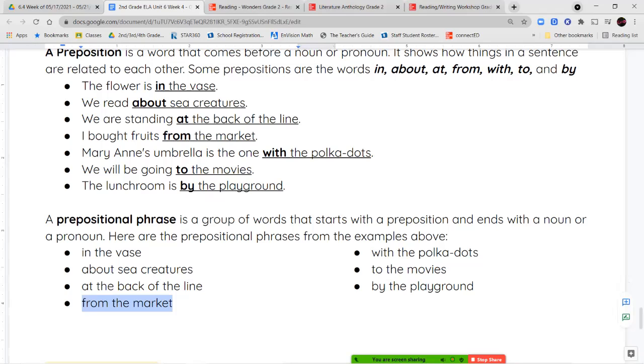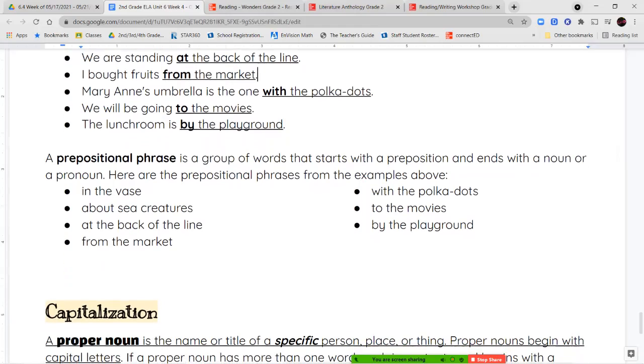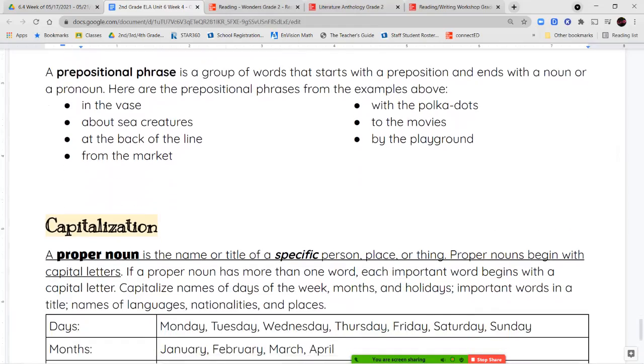So when you're looking at the original sentences on top, you can see that I bolded or wrote more darkly the preposition, but I underlined the entire prepositional phrase so you can see it in the sentence. Marianne's umbrella is the one with the polka dots. So with is my preposition. Polka dots is my noun. So with the polka dots is my whole prepositional phrase. To the movies and then by the lunchroom. So those are my prepositional phrases from those sentences above.